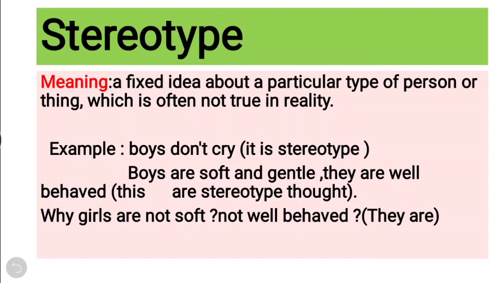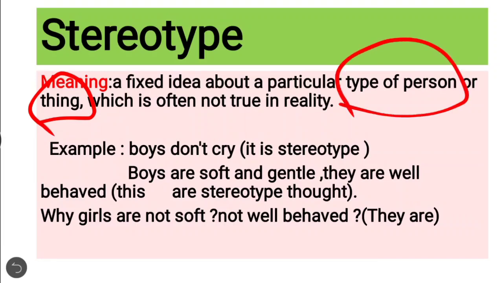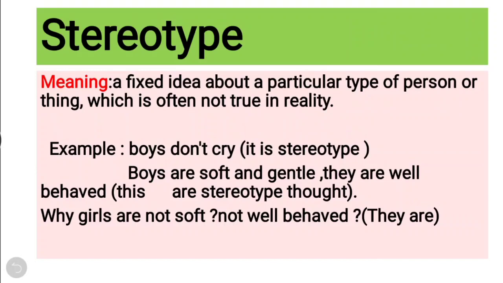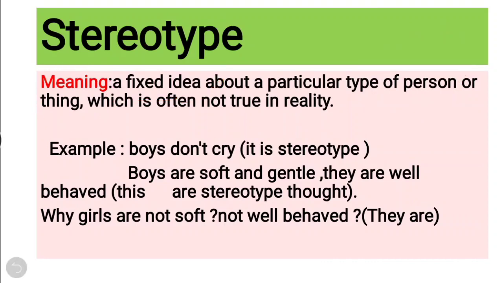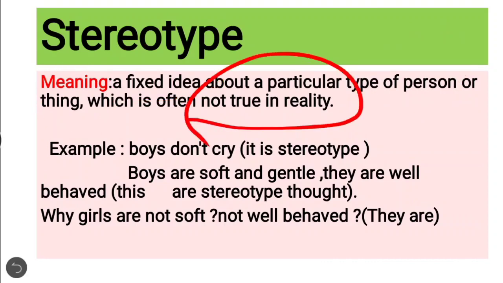Stereotype means that, first of all, you should know the meaning of stereotype. It is a fixed idea about a particular type of person or thing, which is often not true in reality. It means that here also you are setting some idea about that person or that thing, which is often not true. In reality, it is not true.